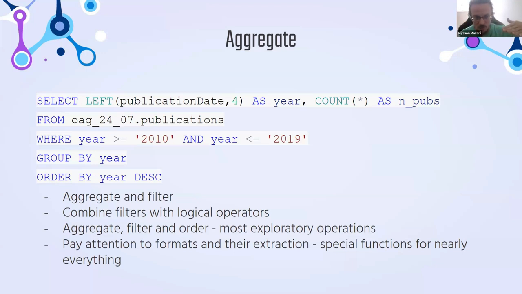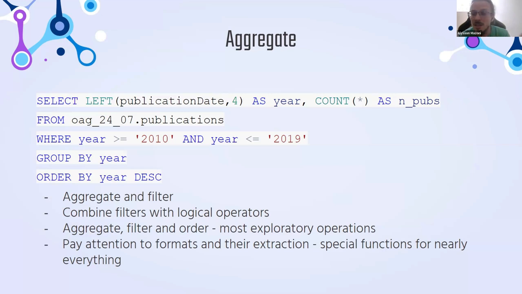A filter goes after I define the table and before I group it, because the filtering is applied over individual elements of the rows. So it has to be before grouping. If I want to apply a filtering over the grouping, over the aggregating, then I have the other keyword called having that we saw in the beginning. So I want to count the number of publications each year, but now I am not taking the whole date. I'm taking just the year for real.